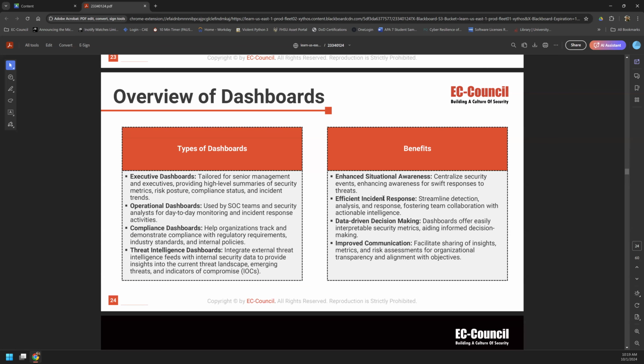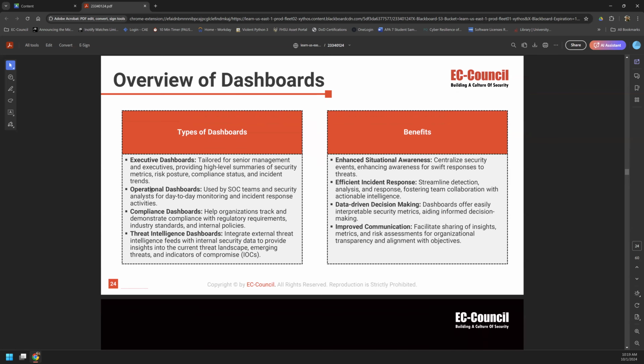There's different types of dashboards. Typically, you'll have that executive dashboard, which is really tailored for the senior management. They're the ones that are focused on your KPIs, your metrics, etc. Are we in compliance? That kind of thing. The operational ones are going to be used by the SOC team and the security analyst for day-to-day monitoring.